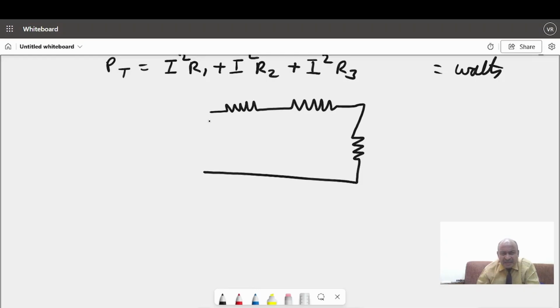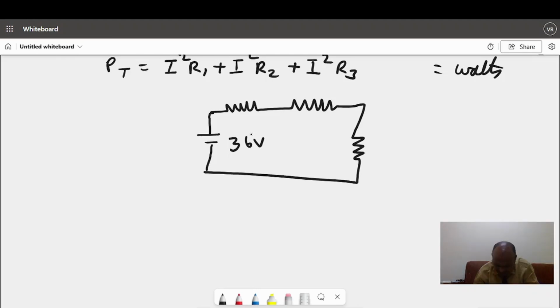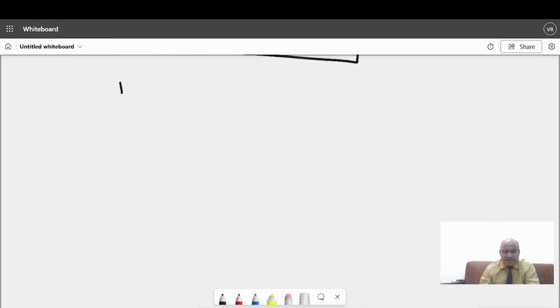So this is the applied voltage of a battery of 36 volts. The resistances are 1 kilo ohm, 2 kilo ohm, and 3 kilo ohm. First, the total resistance, as usual, is equal to 1 plus 3 plus 2, which is 6 kilo ohm.